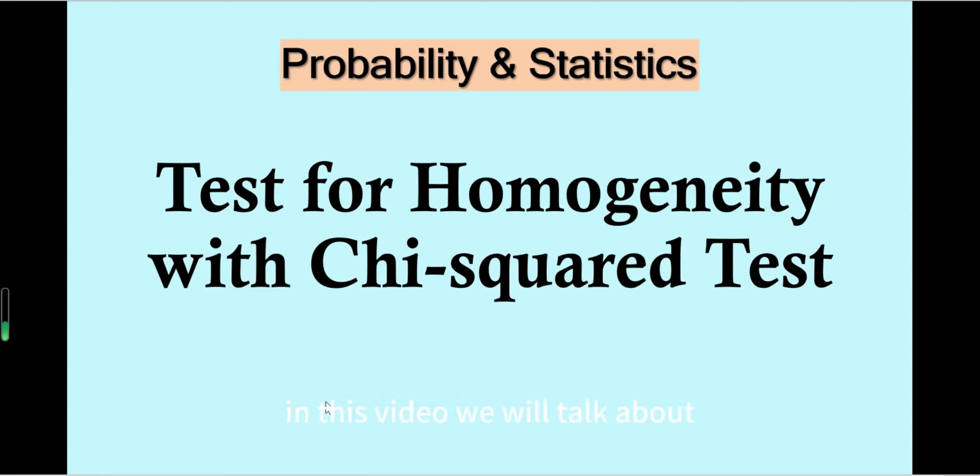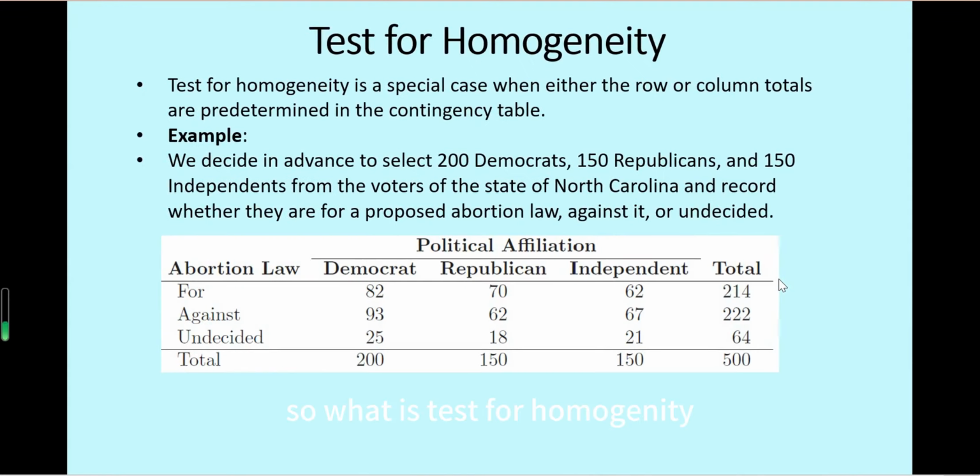In this video, we will talk about the test for homogeneity using the chi-square test. So what is the test for homogeneity? Actually, the test for homogeneity is a special case of the so-called test for independence.